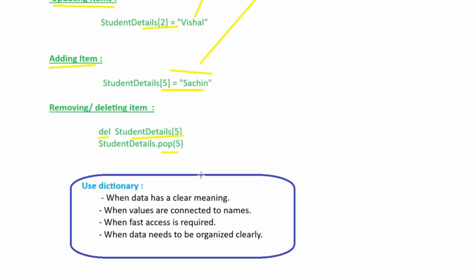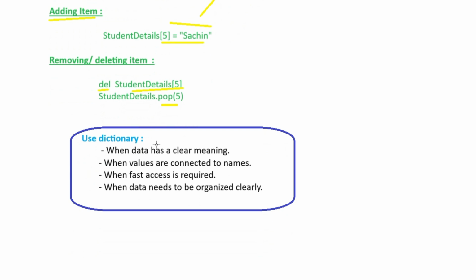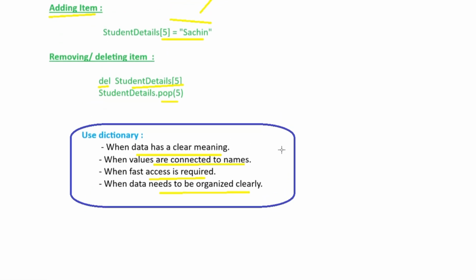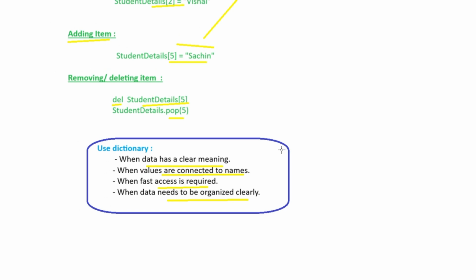Now the final question. When should we use dictionaries? We use dictionaries when data has a clear meaning, when values are connected to names, when fast access is required, and when data needs to be organized clearly. For example, student records, user profiles, configuration settings, product catalogs. Dictionaries are one of the most powerful data structures in Python, and they are used heavily in real-world applications.